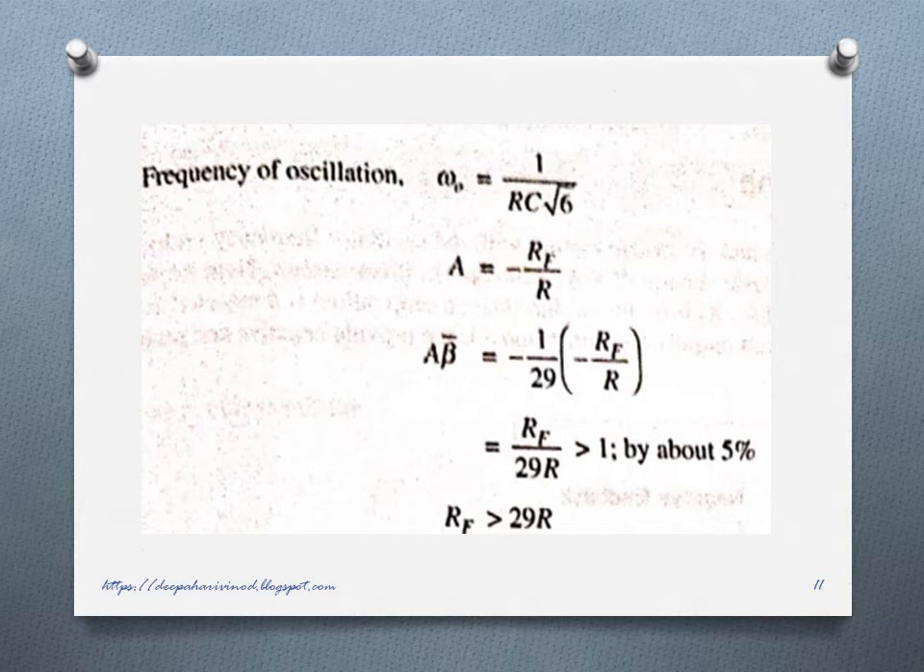Since the input is given to the inverting terminal, the gain of the inverting amplifier is minus RF by R. So A beta dash equal to minus 1 by 29 into minus RF by R1, that is beta is minus 1 by 29 and the gain is minus RF by R1. So I can say that RF by 29R should be greater than 1, by an amount of 5%, that is RF should be greater than 29R.